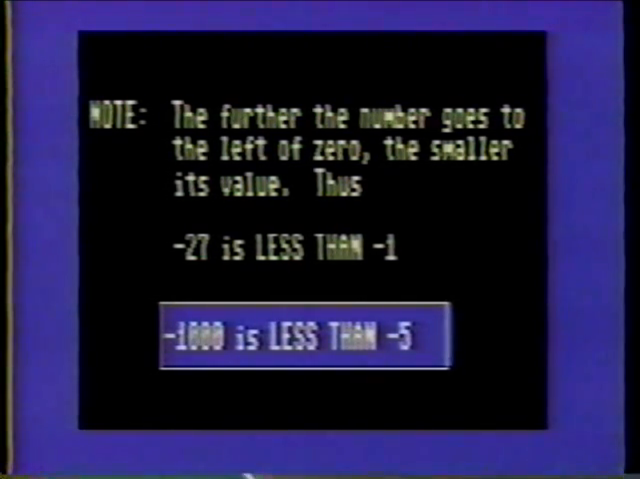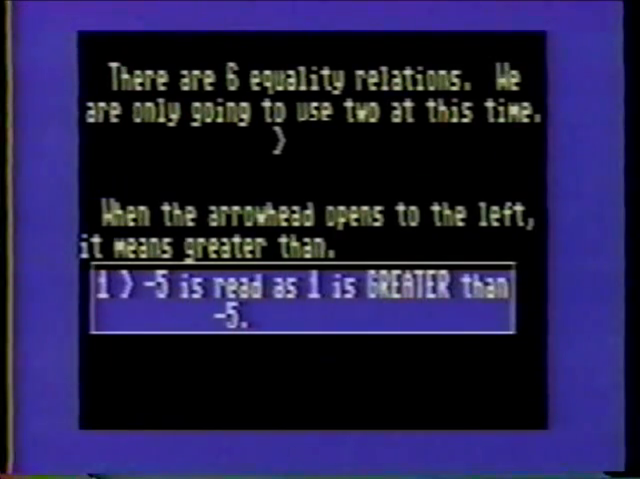There is a simpler way to express this statement by using symbols instead of words. There are 6 equality relations. We are only going to use 2 at this time. When the arrowhead opens to the left, it means greater than. The following example is read as 1 is greater than -5.